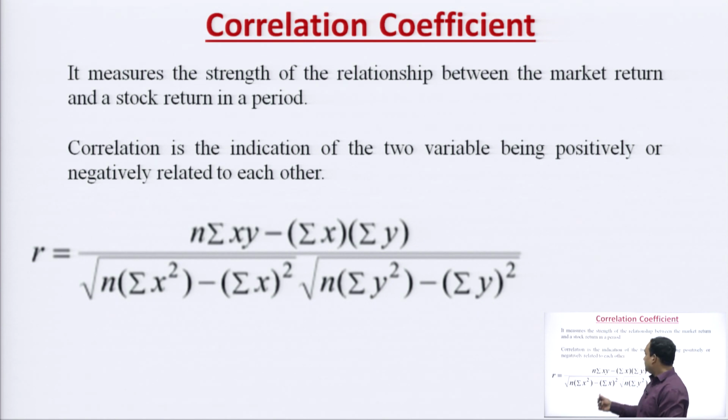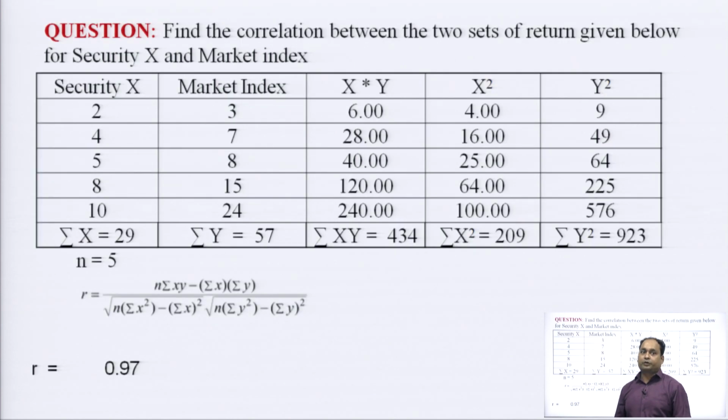The formula for calculating the correlation coefficient is n times the summation of xy minus the summation of x times the summation of y, divided by the square root of n times the summation of x square minus the whole square of the summation of x, multiplied by n times the summation of y square minus the whole square of the summation of y. So, let us start with another numerical problem on correlation.